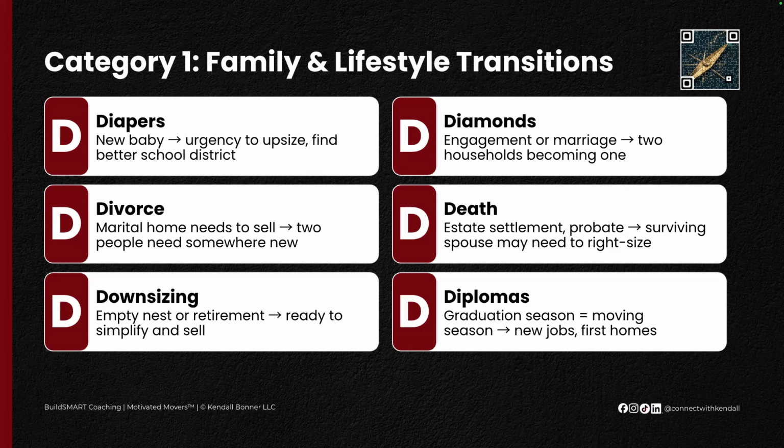Then you have diamonds. These are engagements or new marriages. These are two houses when they become one. Someone is typically moving, possibly both people. And then the next one is divorce. This is where the marital home often needs to sell. At a minimum, one person is moving out. Potentially up to 3 transactions can come from a single divorce. It's the sale of the marital home and a purchase for each person or each party.